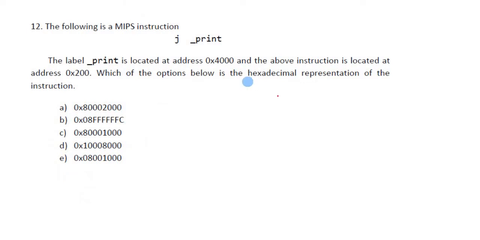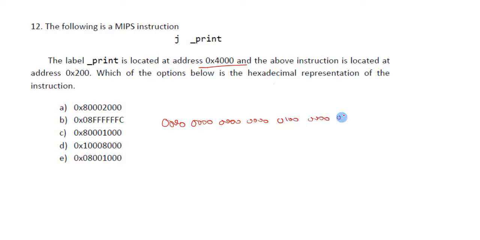For question 12, basically a jump instruction. For a jump instruction, all we need to know is the address of this label. So the address of the label is given as 0x4000. Okay, so if this is the address, all I need to do is first write it out in full hexadecimal representation. So this is only the lower 16 bits, so I need to write out the full 32 bits here.